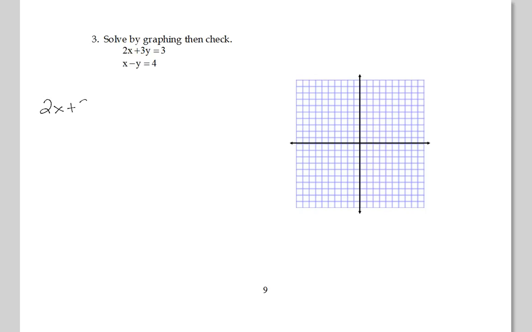First equation, I would move the 2x over by subtracting 2x on both sides. And then dividing by 3. So you start at 1. You go over 3 and down 2. So there's a whole bunch of points there for that line.